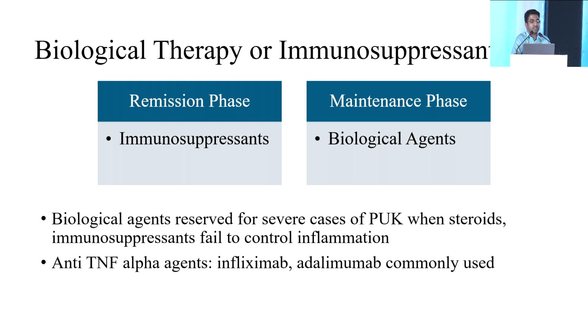So which therapy should be chosen, biological therapy or immunosuppressants? In the remission phase, it is recommended to start with immunosuppressive agents like the steroids and other agents like methotrexate, cyclophosphamide and so on. In the maintenance phase, you have to shift to biological agents because it is a longer or chronic phase where the side effect profile should be reduced. So newer biological agents will have fewer side effects, can be used for a longer duration, and control the cause of PUK or the inflammatory pathology without much side effects.